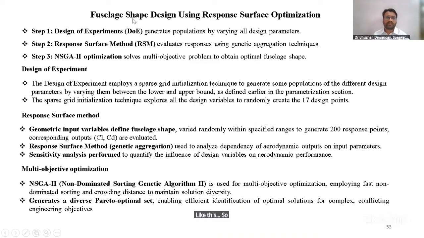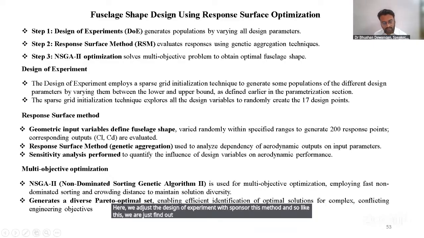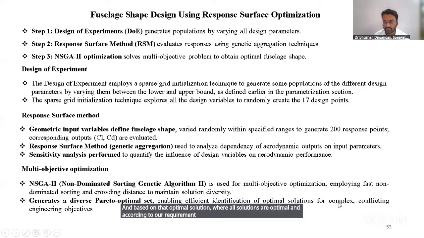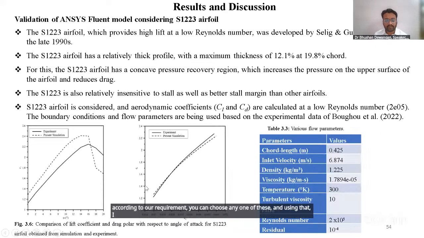So in the shape design, we used design of experiments, the response surface method, and LHGA for optimization. Like this, we found the diverse Pareto optimal set, where all solutions are optimal, and according to our requirement we can choose any one of them, and using that I got my optimized design.